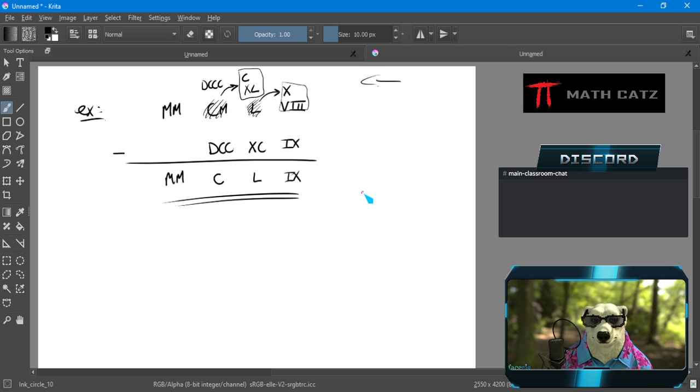I have a question. Sure. So when you do multiplication or subtraction, can you change the original question to decimal numbers first, then do it, then translate back?